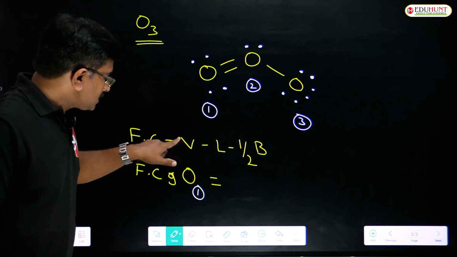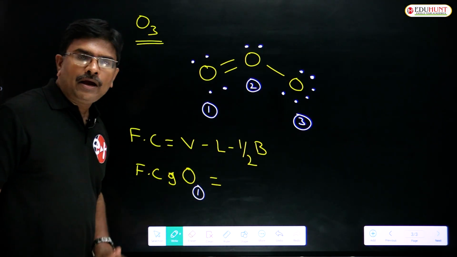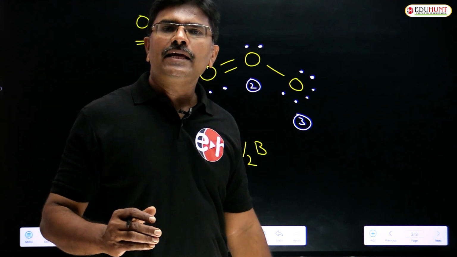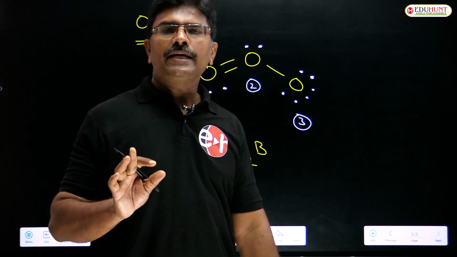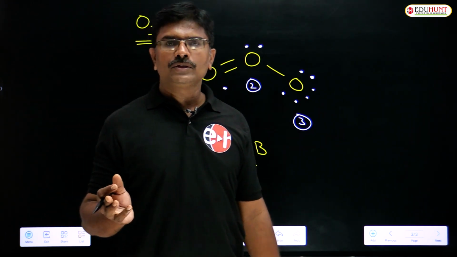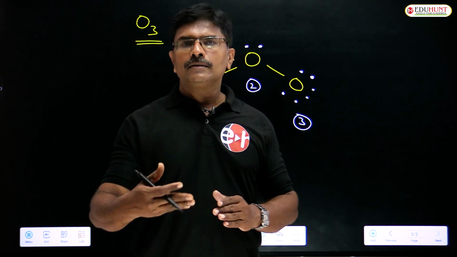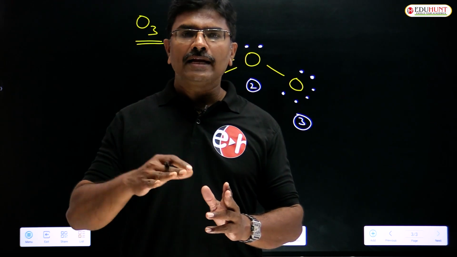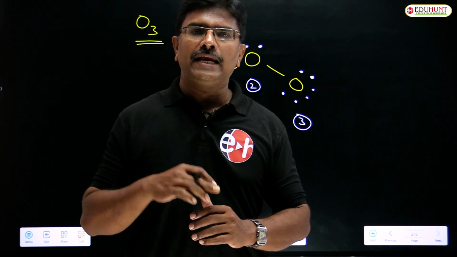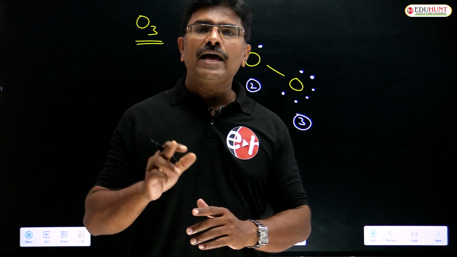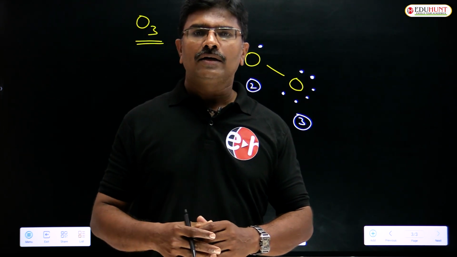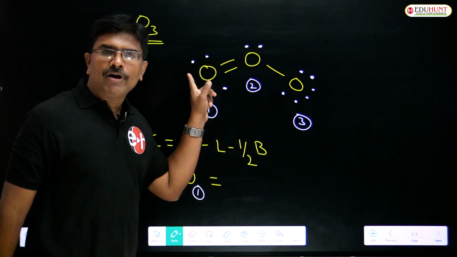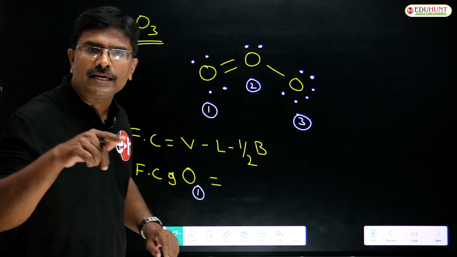Dear students, first of all, in the place of V we need a value. This is the oxygen atom. Oxygen in its valency has 6 electrons. Oxygen's atomic number is 8, you know this. In the first shell oxygen has 2 electrons, and in the second shell oxygen has 6 electrons. The second shell is the valency shell, the outer shell, for oxygen. So the outer shell has 6 electrons, so we will take the valence electrons of oxygen as 6.